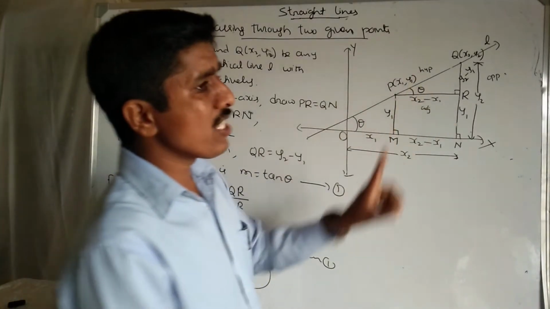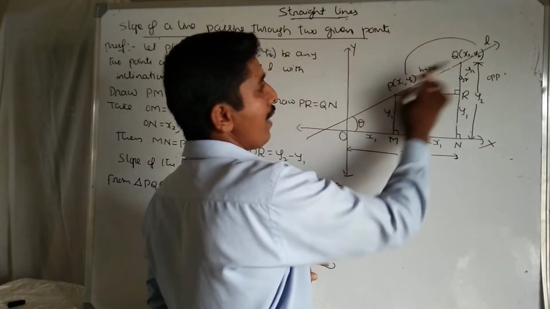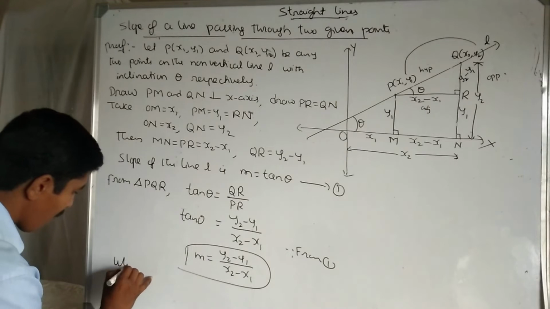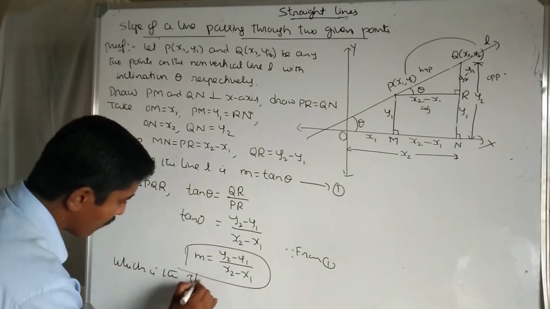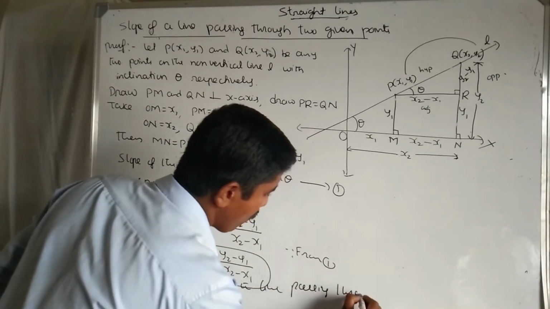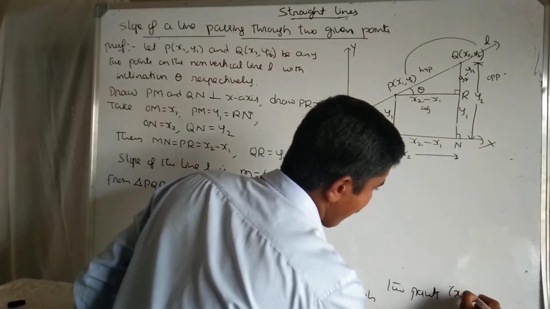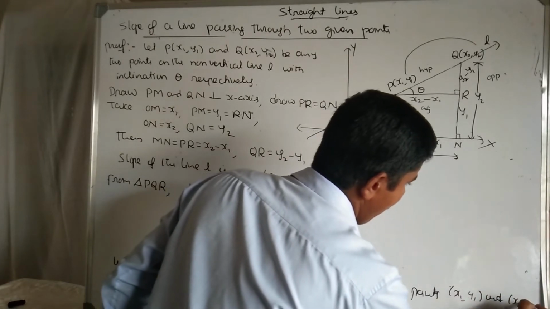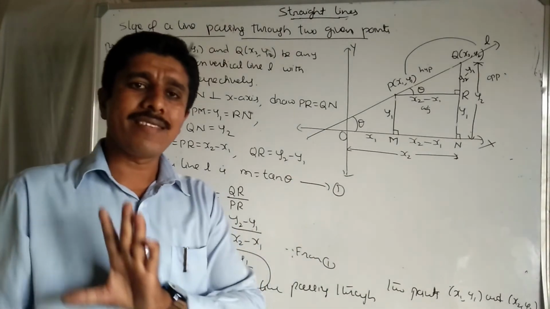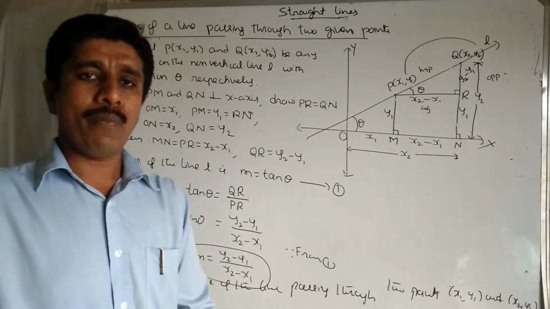Got it? y2 minus y1 means the difference of the y coordinates, divided by the difference of the x coordinates, x2 minus x1, which is the slope of the line passing through two points x1 comma y1 and x2 comma y2. This derivation will not be asked in any examination, mind it. The formula is very important. Slope of the line passing through two given points.